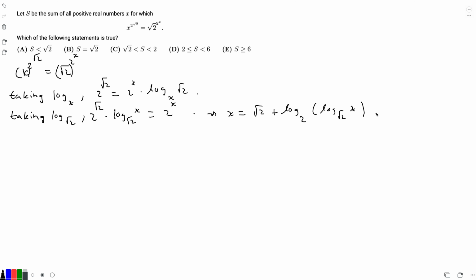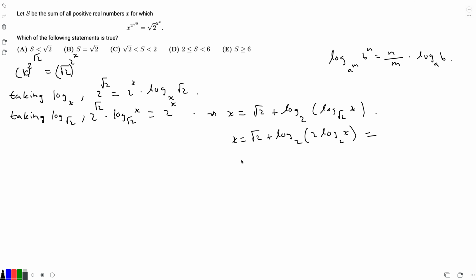This is still pretty inconvenient, but if you remember another logarithm property, log base a to the power of m of b to the power of n is equal to n over m times log base a of b. And I encourage you to try to derive all these logarithm properties on your own. So doing that gives us x is equal to root 2 plus log base 2, and then root 2 is just 2 raised to the power 1/2, so we have 1 over 1/2, which is 2, and then we have log base 2 of x.